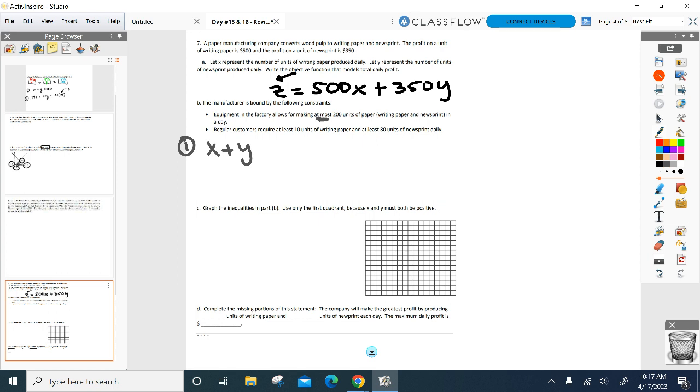At most. Think about money. You have at most 200. Do you have 200 or less or 200 or more? You have at most 200 bucks in your pocket. You have 200 or less, right? So less than or equal to 200. Can't do any more than 200. All right, next one.